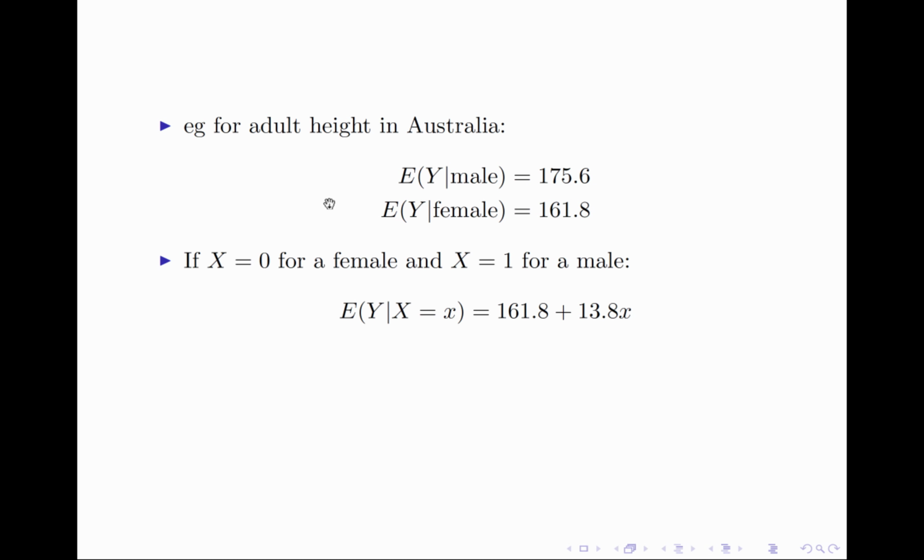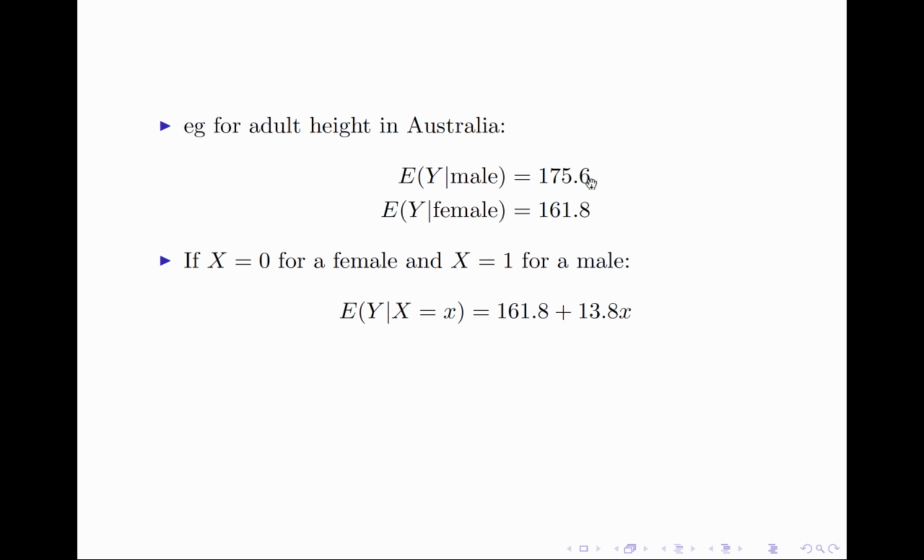So here's how we can write this in mathematical terms, if you like. We define this x random variable as being 0 for a female and 1 for a male. Imagine we draw an individual from the Australian population at random. Then there will be a random variable x, which assumes the value 0 or 1, depending on whether that individual is female or male. And then there will be a height measured for that person as well.